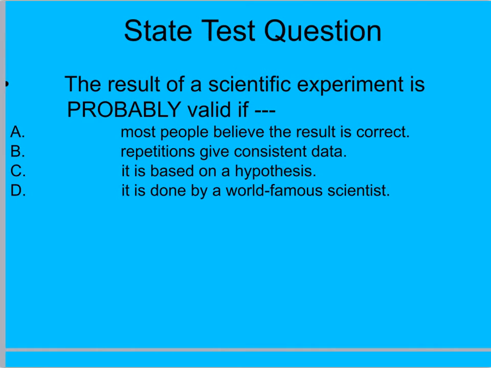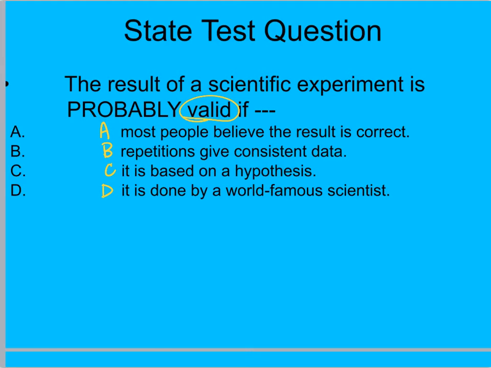The result of a scientific experiment is probably valid if A, most people believe the result is correct. B, repetitions give consistent data. C, it is based on a hypothesis. D, it is done by a world-famous scientist. So, what makes it probably valid?